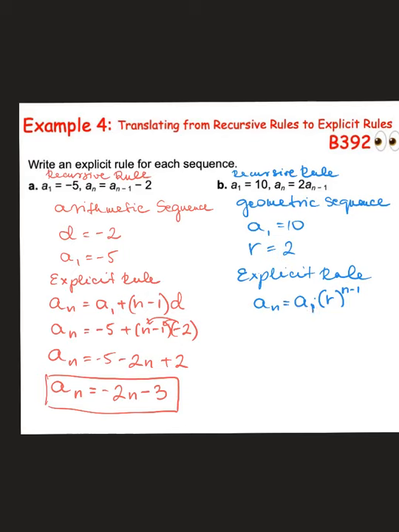So let's go ahead and write the equation. So a sub n equals, the first term is 10, the common ratio is 2 to the n minus 1 exponent. So it is a little bit easier to write from the recursive rule the explicit rule for a geometric sequence. So next you will have a few monitoring progress problems, so please work them out before you move on to the next slide.